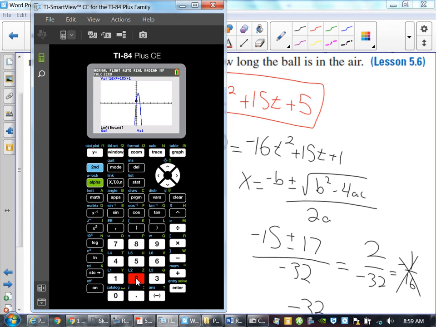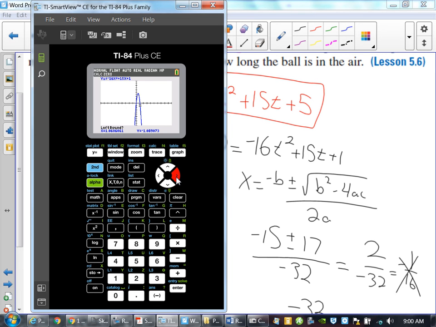And then it's going to ask you a series of questions. Second, calculate, option 2. It's going to ask me for my left-handed boundary. Now, I'm looking to find the 0 on the right side, so it means my cursor needs to be above the x-axis.